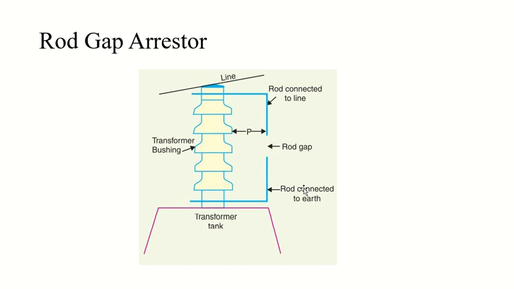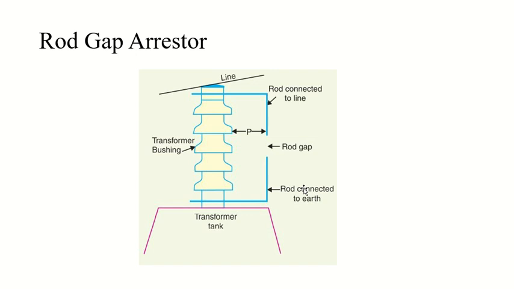Then the rod gap arrestor, as it is an open arrestor, will be heavily affected by the climatic conditions like rain, humidity, temperature, snow, anything. And also, because it is an open field, the polarity of the surge will also affect the performance of this arrestor.